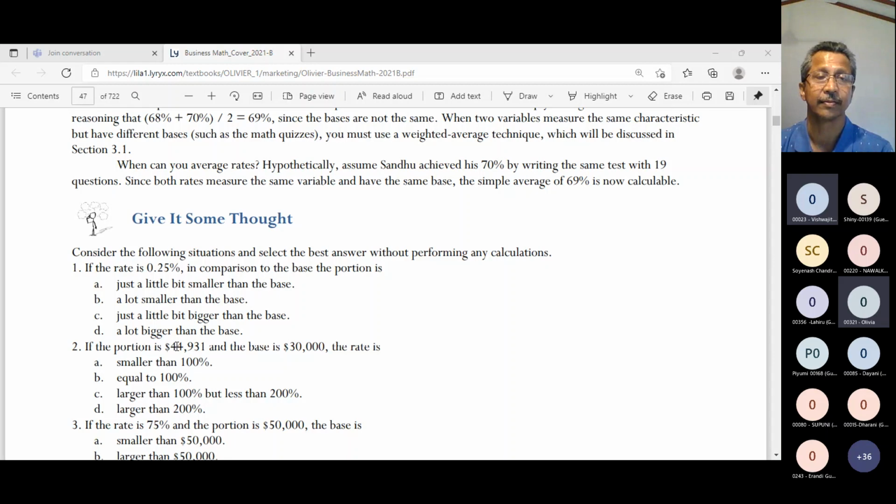Sir, is it B? Yes, it's B, because 0.25% is less than even 1%. It's less than 1/4 of 1%. So we are exactly correct, a lot smaller than the base. Very good. We'll go to the next one.